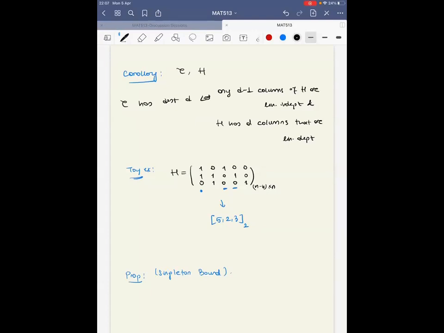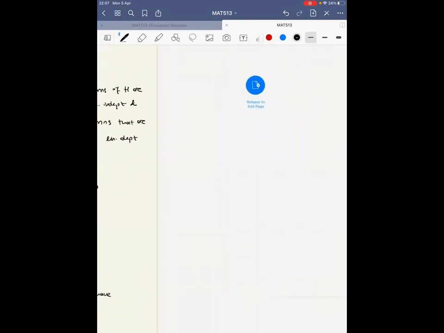Singleton bound basically says that for a given linear code with its parameters n, k, and d, the sum of its dimension and the minimum distance can be at most n plus 1. And we will prove this statement by using linear algebra.